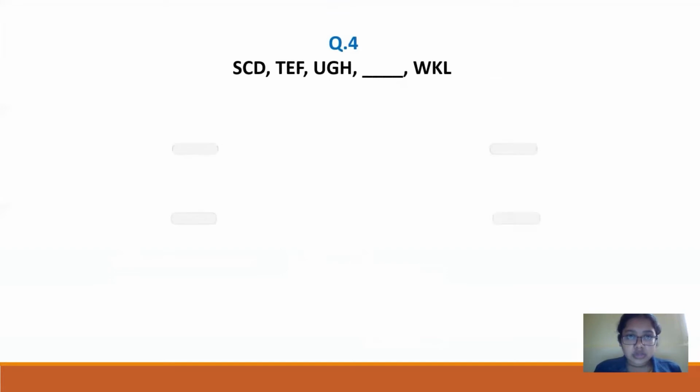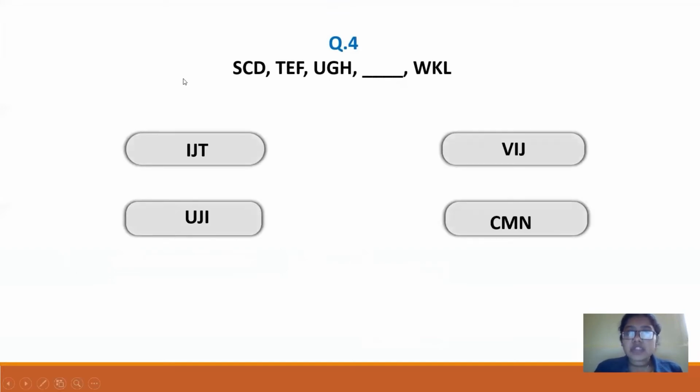Moving to the next question, you are given an alphabetical series, that is S, C, D, T, E, F, U, G, H, dash, W, K, L. And four options are given to you, that is I, J, T, V, I, J, U, J, I, C, M, N. So let's see how we can solve this question.